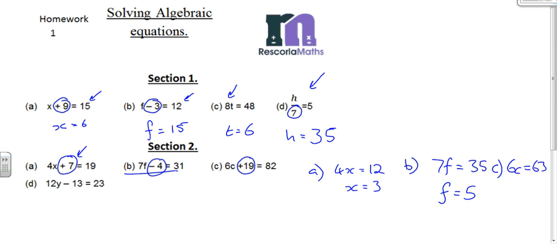So this is one of the harder questions. It shouldn't actually have been in section 2. But 6c equals 63. So what we've got to do is divide by 6. So we just leave that as 63 over 6. And this sort of question is going to come up in the next section anyway.